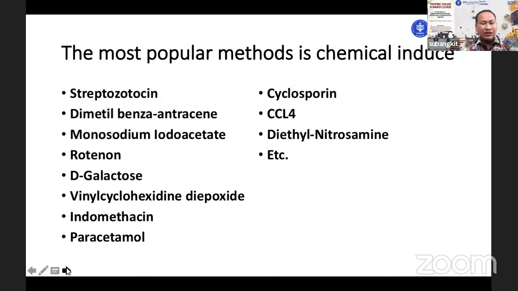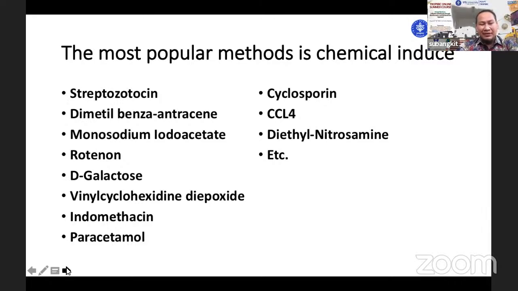We also apply dimethylbenzanthracene with different strategies. And also monosodium iodoacetate, usually we use for inducing osteoarthritis in rodents especially, with better results in guinea pig, and also rotenone to induce Alzheimer's or neurological disorder. D-galactose, usually we use to induce aging, and phenyl cyclohexene dioxide. Actually, there are so many kinds of chemical induction.